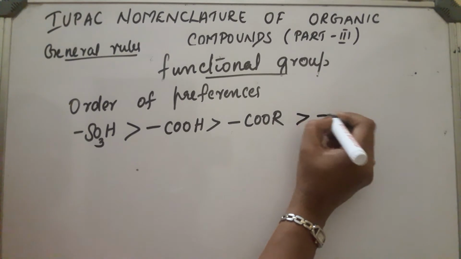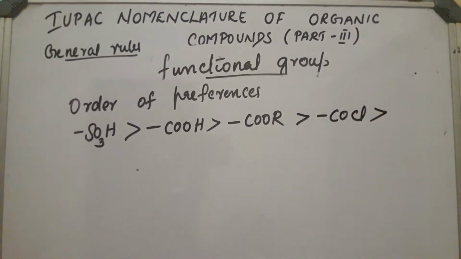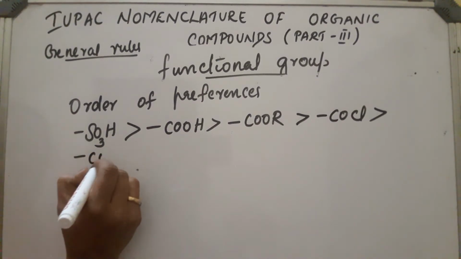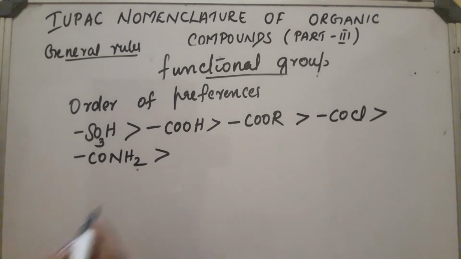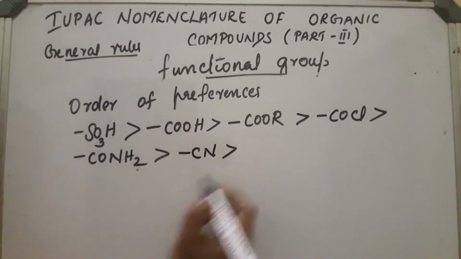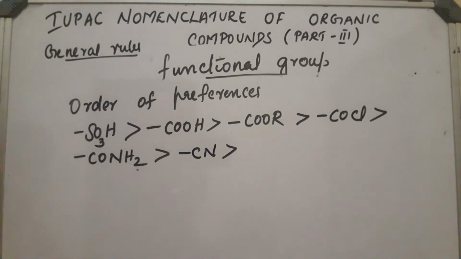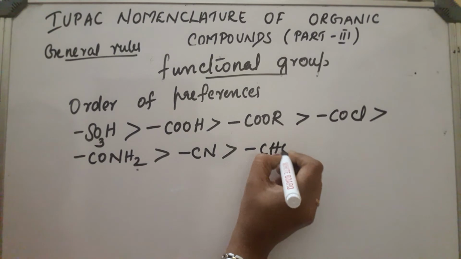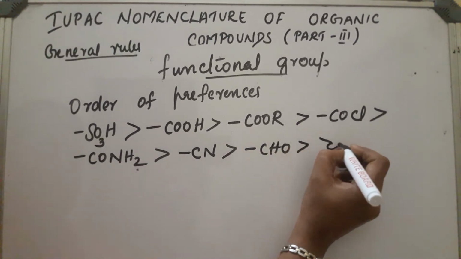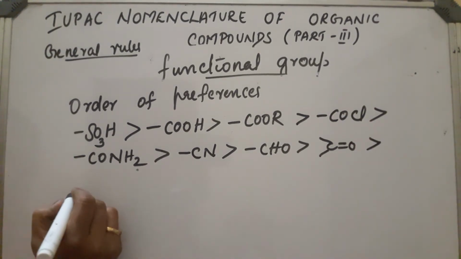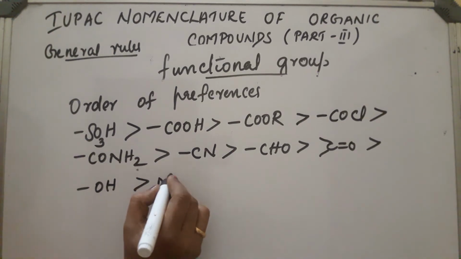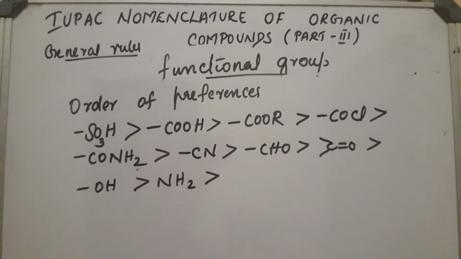Next, COCl. COCl is the acid chloride group. Next comes CONH2. CONH2 is the amide group. Now CN, nitrile group. Then aldehyde, ketone. Then after ketone comes OH, alcohol, then NH2.